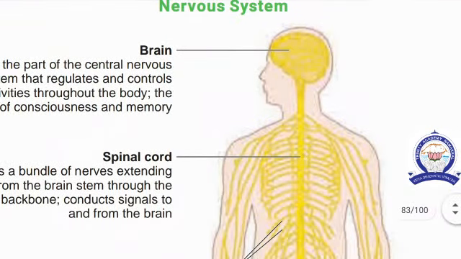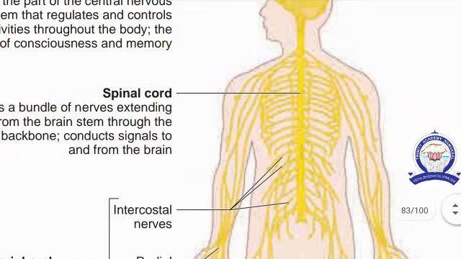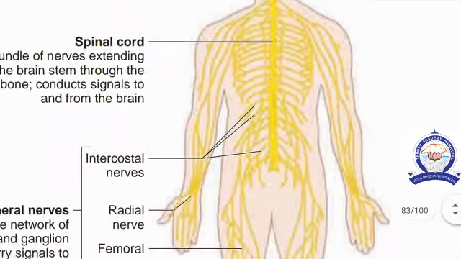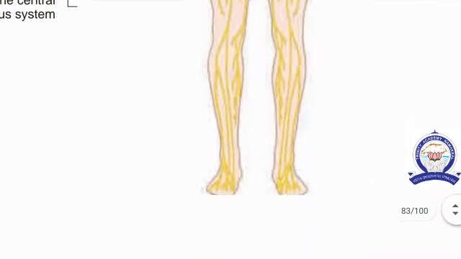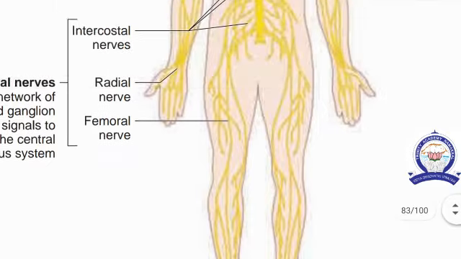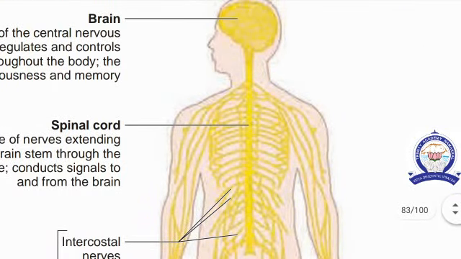See here, the brain is connected to the vertebral column. The vertebral column is attached with nerves, top to bottom. See here, all the nerves are connected with the brain. The brain is the commanding system of our body.